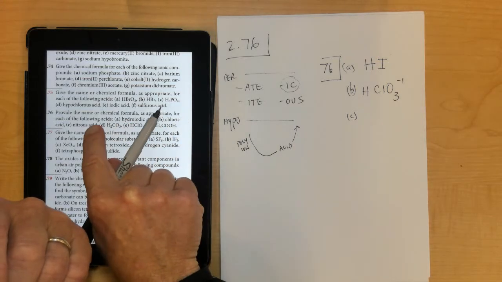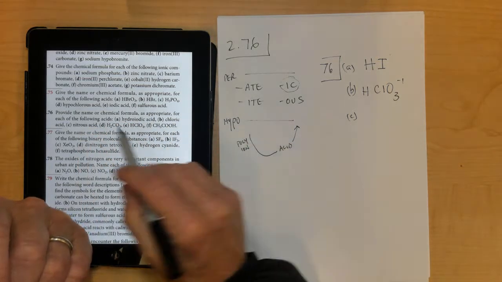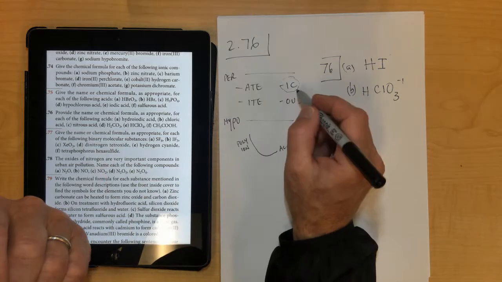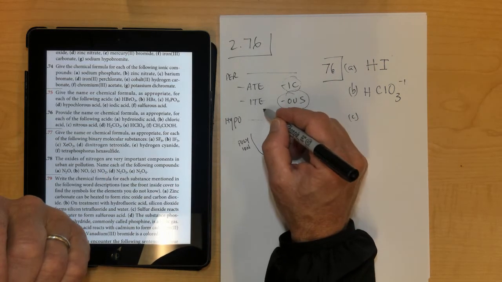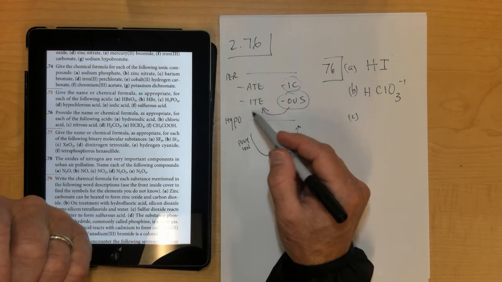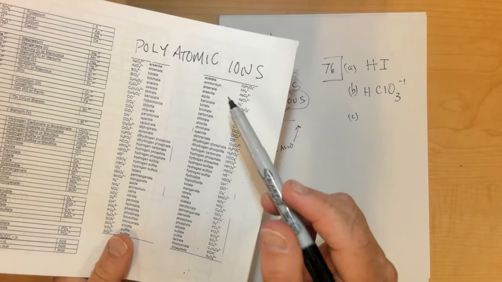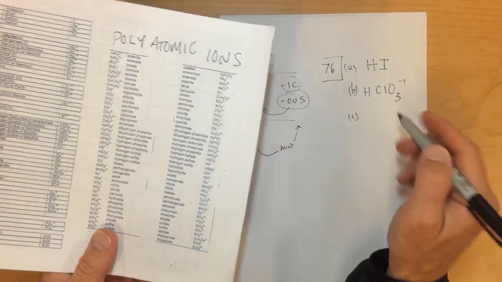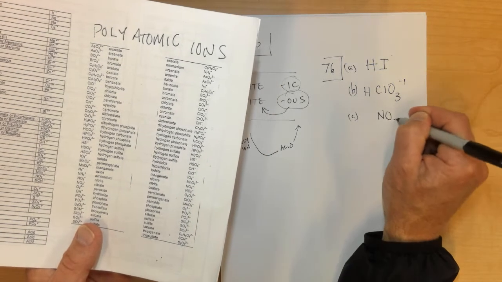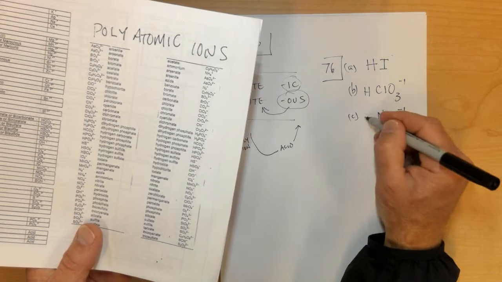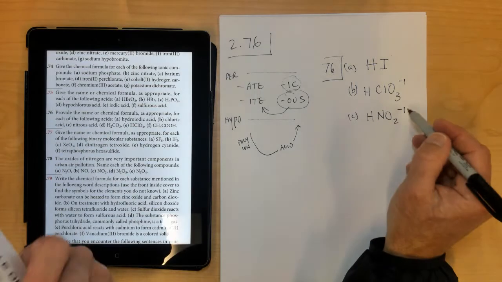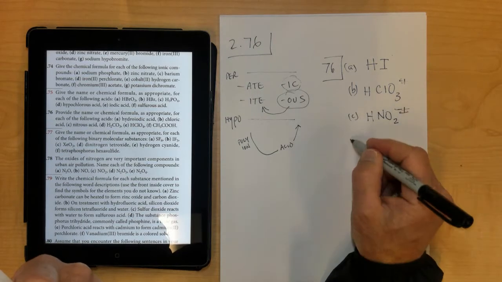So HClO3 is chloric acid. Number C, nitrous acid. This one ends in ous, and if it ends in ous, that means it came from the polyatomic ion that ended in ite. So I have to find nitrite. If I look on my periodic table to find nitrite, I'll find out that it's NO2 with a -1, which means it needs one H in front of it, so it would be HNO2.